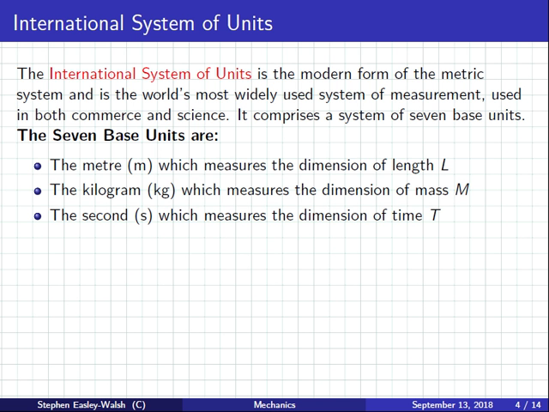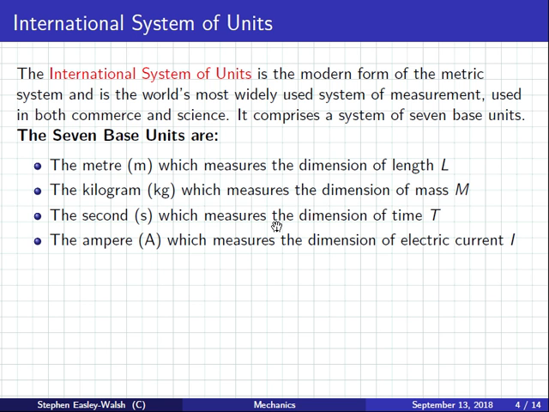Okay, now it gets harder. Do we know any more? There are 7, we have 3. There are 4 more. These are the ones everybody knows. So the next one is something we call the ampere, and that's used for measuring what we call electrical current. For the electricity. Okay, and we'll study this one later.